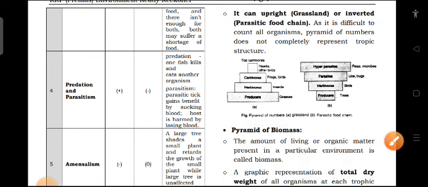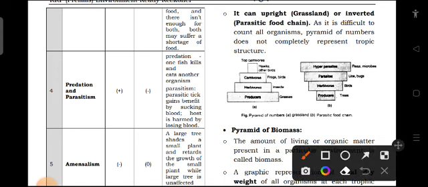As it's difficult to count all organisms, the pyramid of numbers does not completely represent trophic structure, because it's difficult to exactly keep account of how many individuals of each species are there. For example, in grassland ecosystem, we have producer, herbivore, carnivore, top carnivore, like that. And in the parasitic food chain, we have producer, that is trees, then herbivores, parasites, hyperparasites.